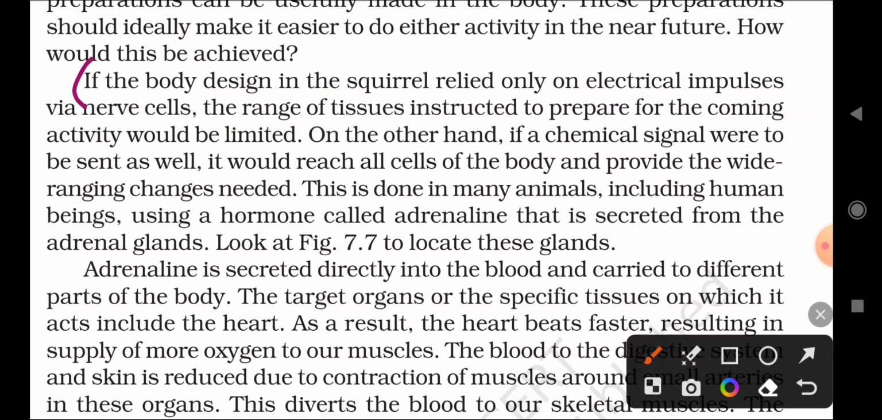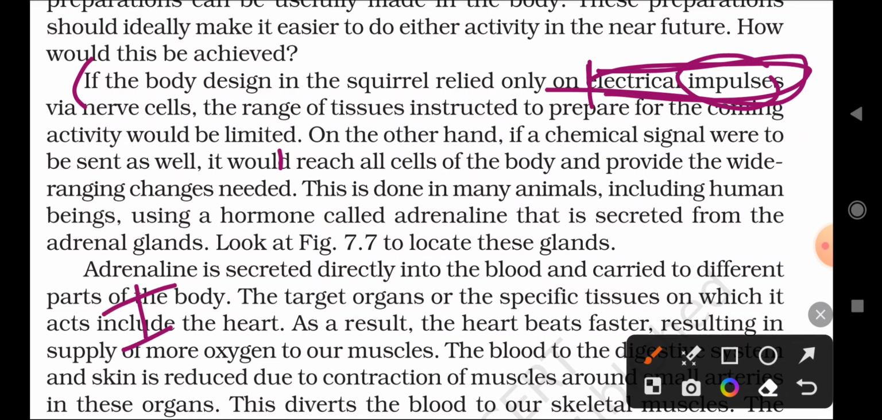Okay, we already know the limitations of the electrical impulse. The squirrel has a body design where information is transmitted through electrical impulses, which means the squirrel has very little activity, because the electrical impulses do not reach every cell of the body, and it will take some time to reset its mechanism. We already learned the limitations of electrical impulses. These impulses have some limitations, it will take time to reset its mechanism, right?